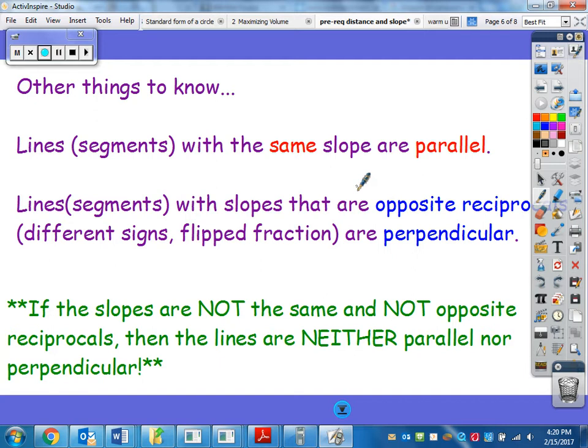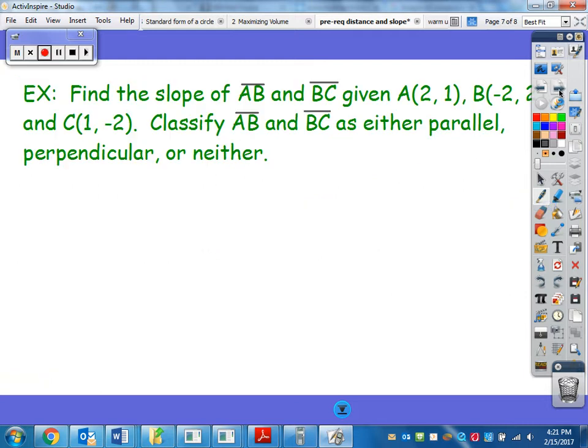If lines or segments have the same slope, they are parallel. If lines or segments have slopes that are opposite reciprocals, and remember, opposite means different signs like positive and negative, and reciprocal means you have a flipped fraction like 3 over 2 and 2 over 3. So if you've got opposite reciprocals, your lines are perpendicular. If they're not the same and they're not opposite reciprocals, then the lines are neither parallel nor perpendicular.